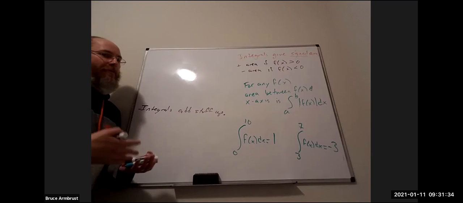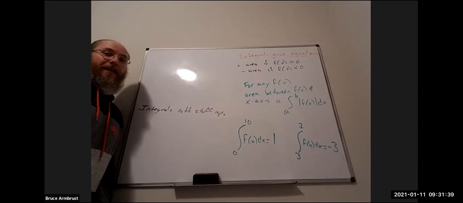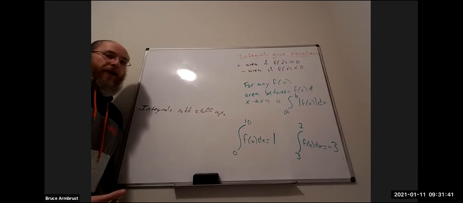All right, so now we know what happens when we have negatives. It's really the same idea. We're just getting negative area if we're looking at the graph like that.